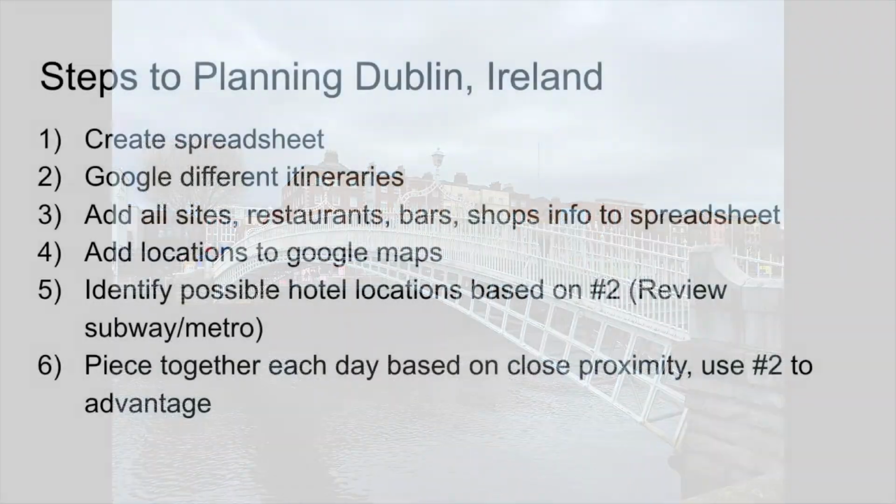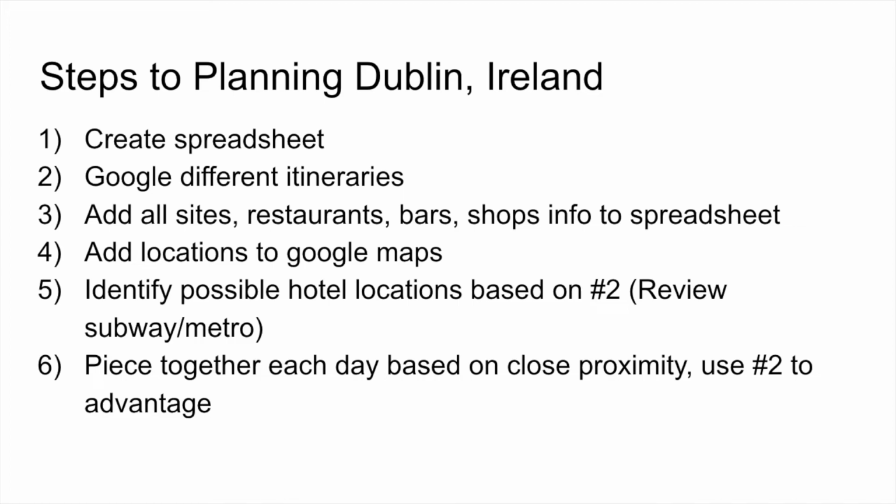Now, here's an exact list of how I approach any trip moving forward, not only for Dublin, Ireland, but all of my upcoming trips. First off, we create a spreadsheet in Google Sheets so you can share it with your whole party. Next, we're going to Google different itineraries just to get an idea of what there is to do. Next, we're going to add all of those top sites, restaurants, and bars into the Google Sheets that we created.